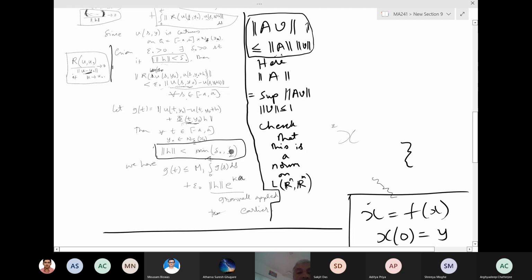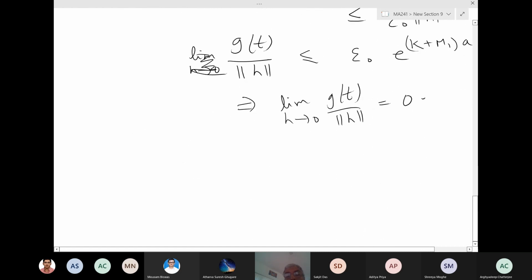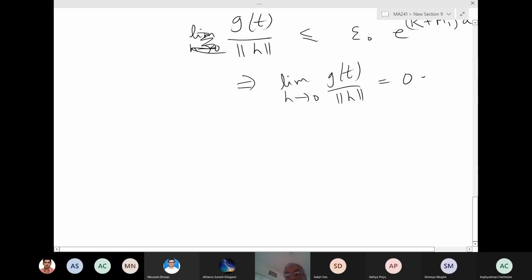Okay, so this is the first obvious thing. The other thing is that the other delta naught comes from the remainder term calculation. So at any rate, after making h small, we can ensure that g of t by norm h is less than epsilon naught, and therefore this precisely implies that what Perko refers to as del u by del y at t, y naught is equal to phi, the fundamental solution.